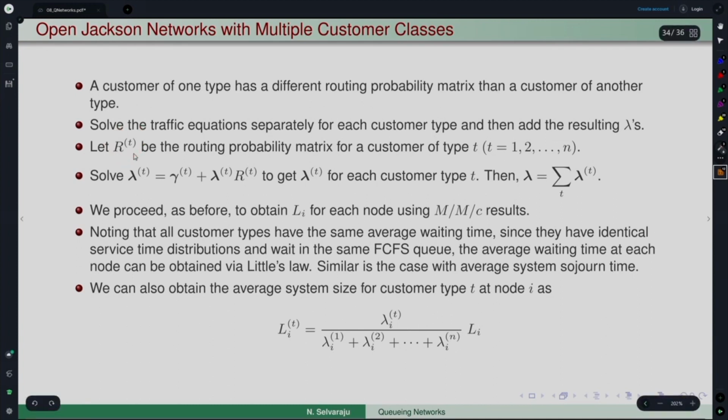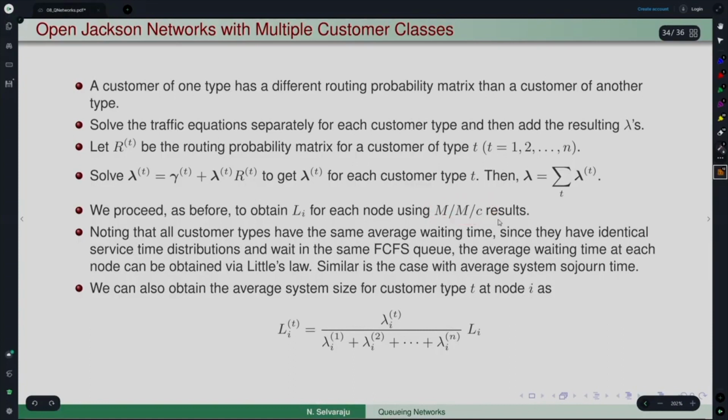Now, if R in the superscript T is the routing probability matrix for a customer of type T, and assume that there are n types of classes, then you need to solve this equation to get lambda of T, and once you get lambda of T, then you get lambda with these things, right. Since there is a single queue, you do not need to segregate the servers to serve the individual classes, because it is a single queue and all servers are identical. So, that kind of result still holds. So, it is still M/M/C because of that.